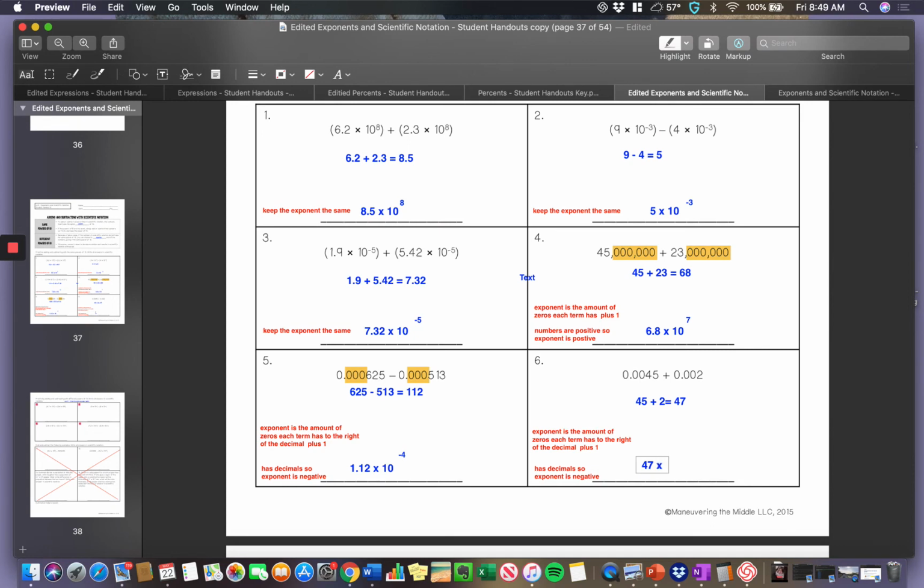And we're going to multiply that by a power of 10. And my exponent is going to be negative. And because I had two zeros, I'm just going to add one more to the 2. And because it's decimals, it's going to be negative. And this should be, sorry, 4.7.